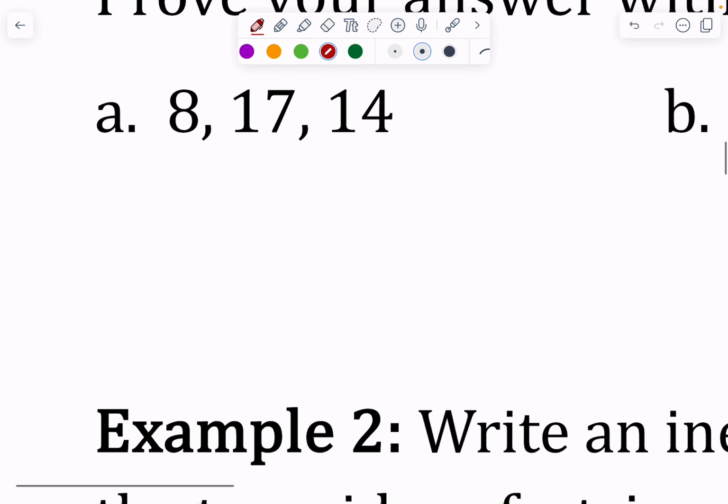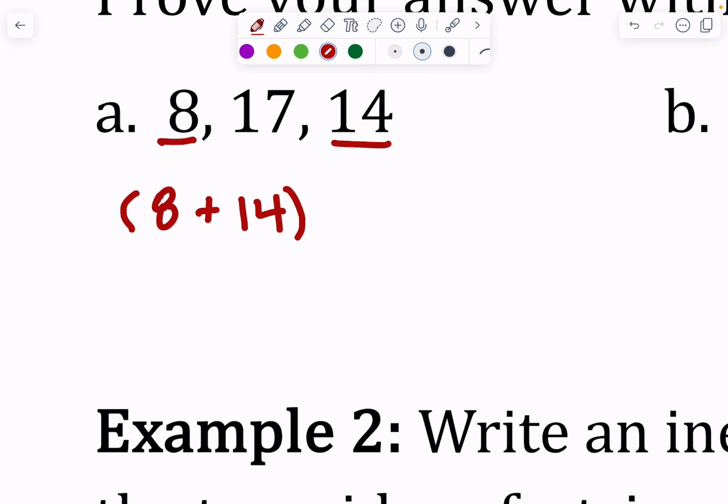Can 8, 17, 14 make a triangle? Well, this is what we need to do. Take the two smaller ones, 8 plus 14. What is 8 plus 14? Is it bigger than 17? Then yes, this makes a triangle.